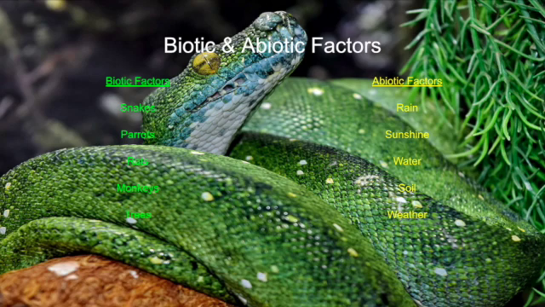All right, so my biotic and abiotic factors, I chose 5 of each. For my biotic factors, I have snakes, parrots, rats, monkeys, and trees. For my abiotic factors, I chose rain, sunshine, water, soil, and the weather.